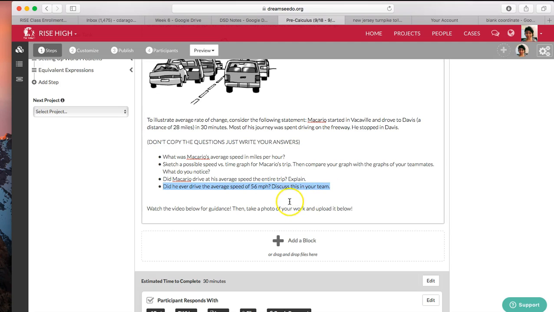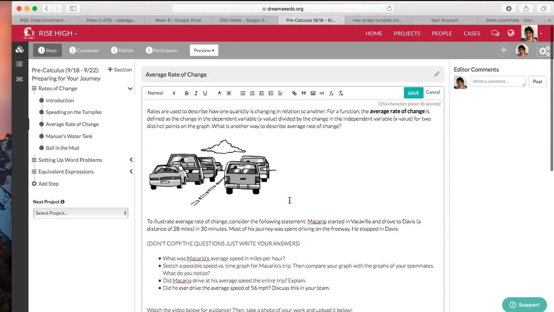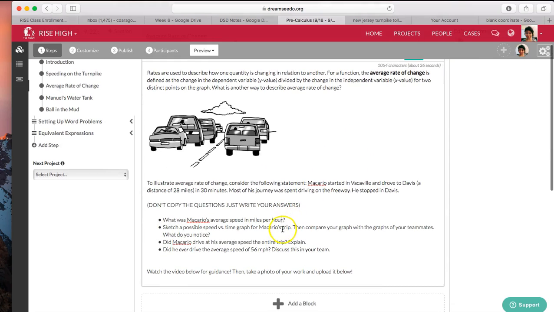So you're going to talk about this in your notebook. You're going to write down what you think. So take it one step at a time. My advice is to kind of draw a graph. You've been practicing drawing graphs for different situations for a couple weeks now. Try to draw a graph of what you think is happening with Macario's trip. Miles, speed, that's what's happening with his speed, what's happening with his miles per hour.